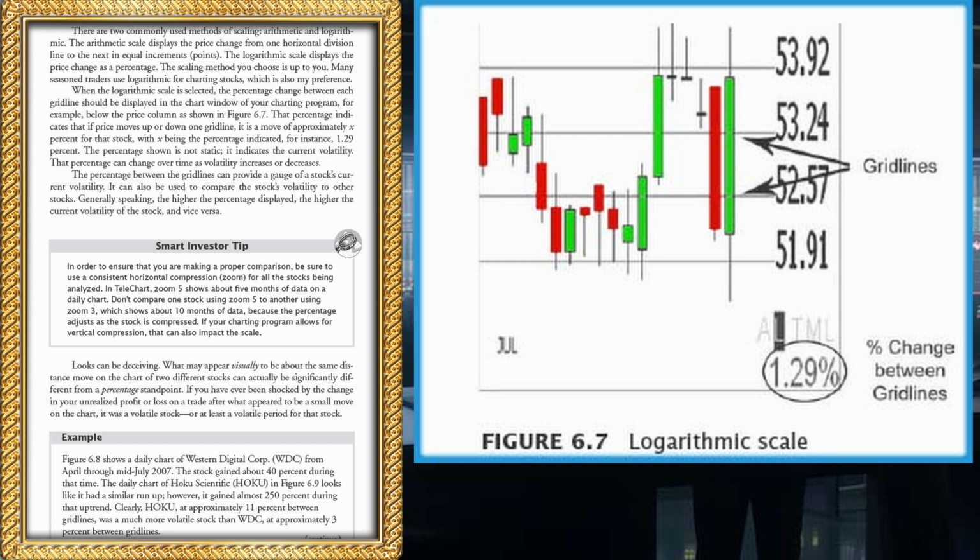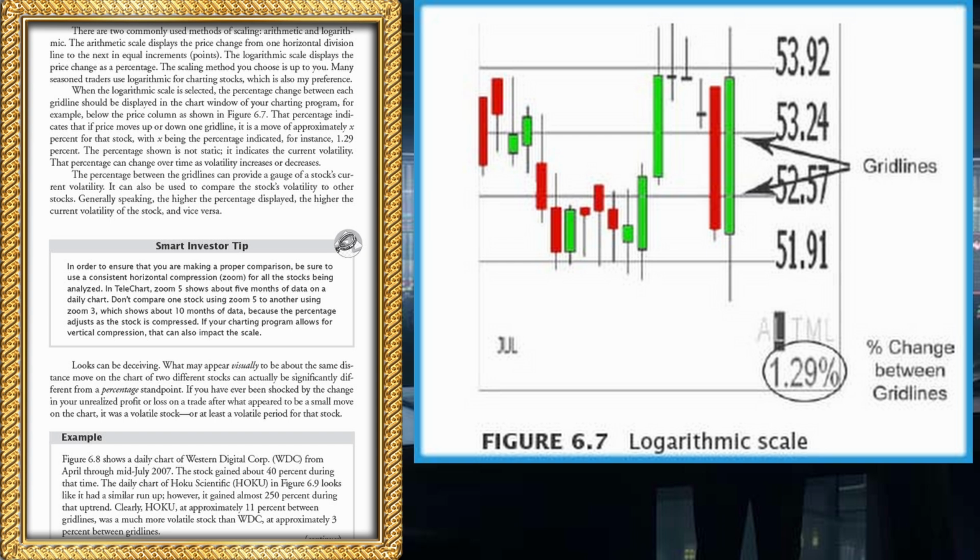There are two commonly used methods of scaling, arithmetic and logarithmic. The arithmetic scale displays the price change from one horizontal division line to the next in equal increments, points. The logarithmic scale displays the price change as a percentage. The scaling method you choose is up to you. Many seasoned traders use logarithmic for charting stocks, which is also my preference.